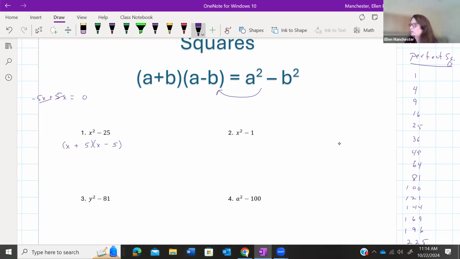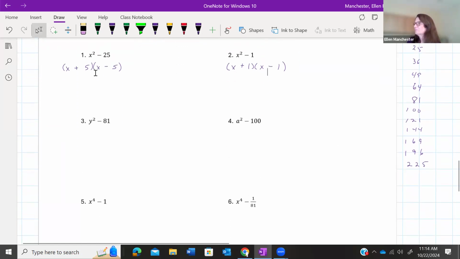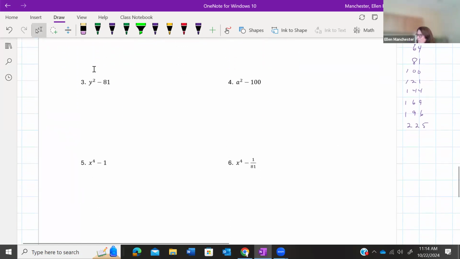Okay, so you're going to have two sets of binomials. One's plus, one's minus. Okay, so this one, you have x times x, 1 times 1, plus, minus, or minus plus. It doesn't matter which order you put the plus and minus in. Okay. All right, try the next 4. Go quick.